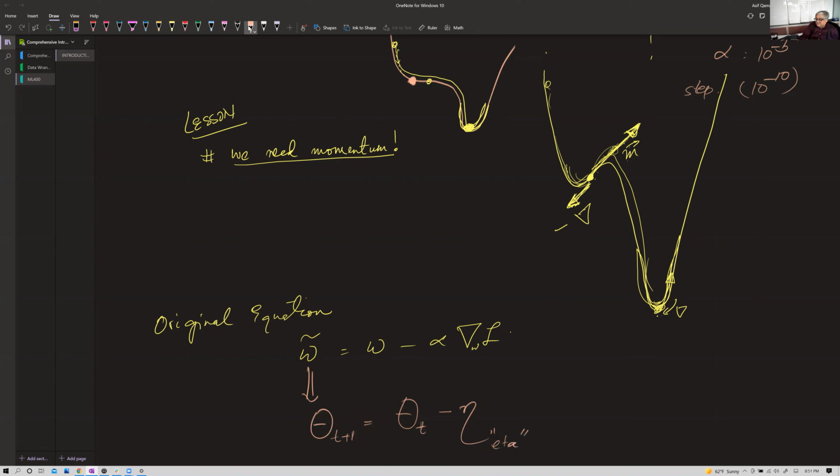Eta. It's a Greek letter, eta. It is still the learning rate, and this is still the loss function, but the loss function is a function of theta, right? So the loss function is still a function of theta instead of W. So it is just W gets replaced by theta, guys. And alpha gets replaced by, in this book's notation, eta, right?